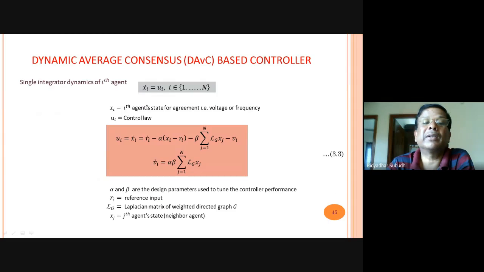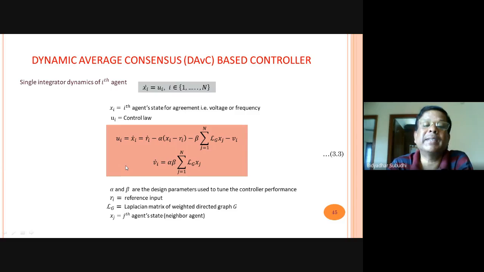As I mentioned, the single integrator dynamics for the ith agent, we represent as xi dot equal to ui, and we have n such agents. Therefore, there are n such equations. And xi stands for the ith agent's state of agreement, either voltage or frequency, and ui is the control law.